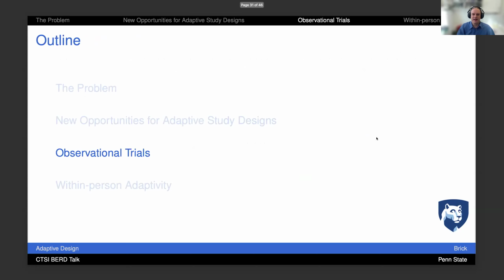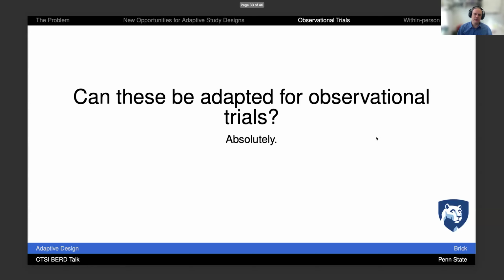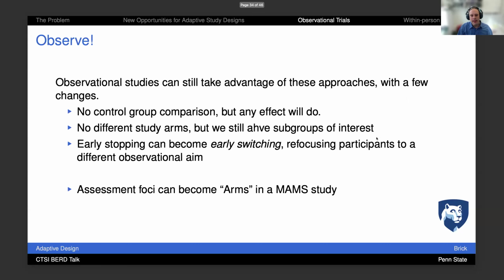Thanks for the segue. One of the big questions, before we get into SMART designs and within-person adaptivity, is can we adapt these for observational trials? And of course, the answer is, well, sure, why not? There's not a lot of this that's done, but there's no reason we shouldn't take advantage of these tools to be able to do what we want to do.